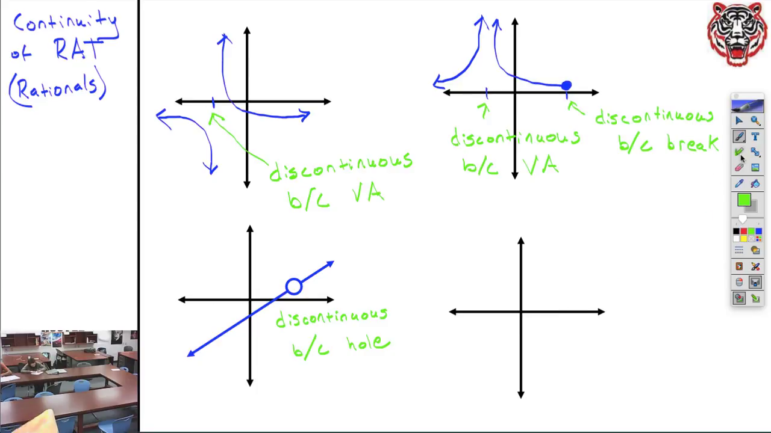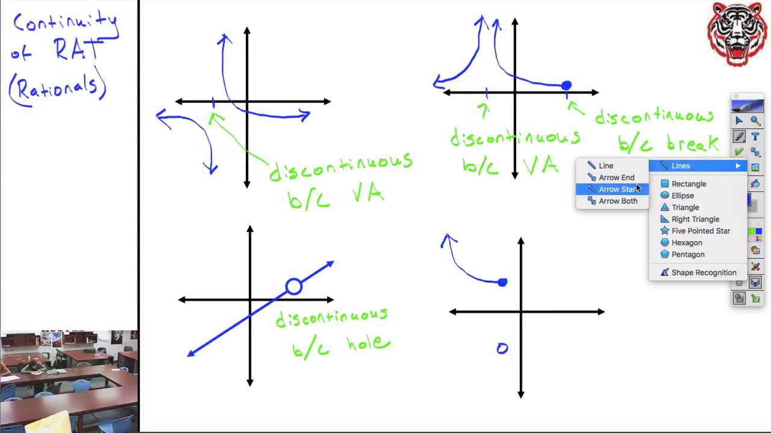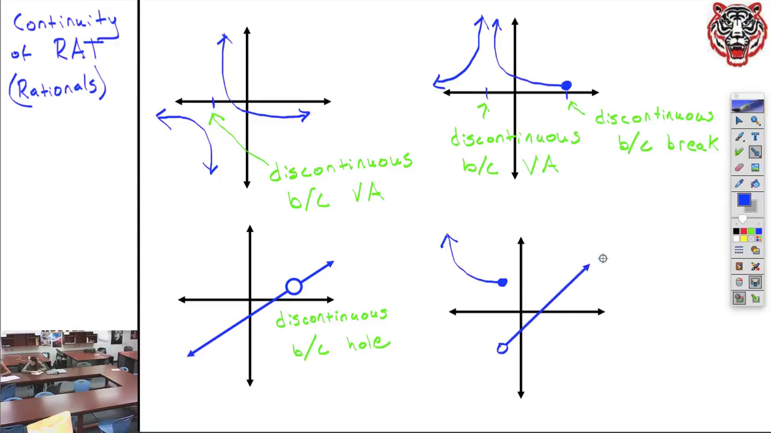So let's find a cool graph of a gap. Let's go something that looks like a parabola. And then maybe, I guess I could have used a line tool. So this guy is also discontinuous. Because gap.